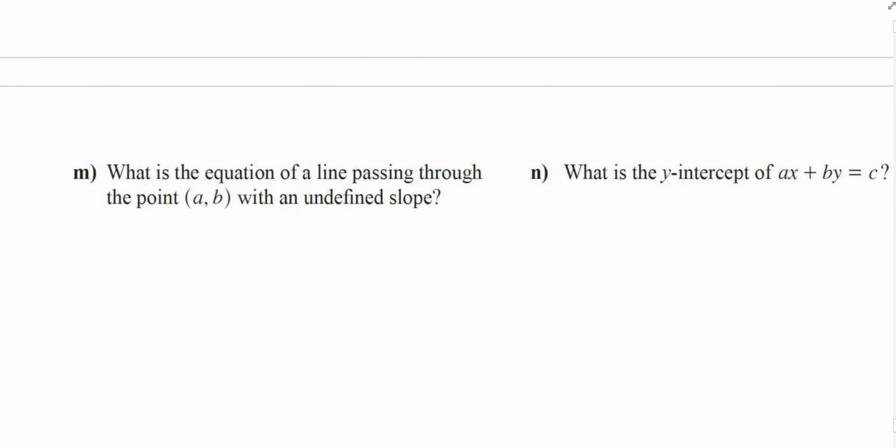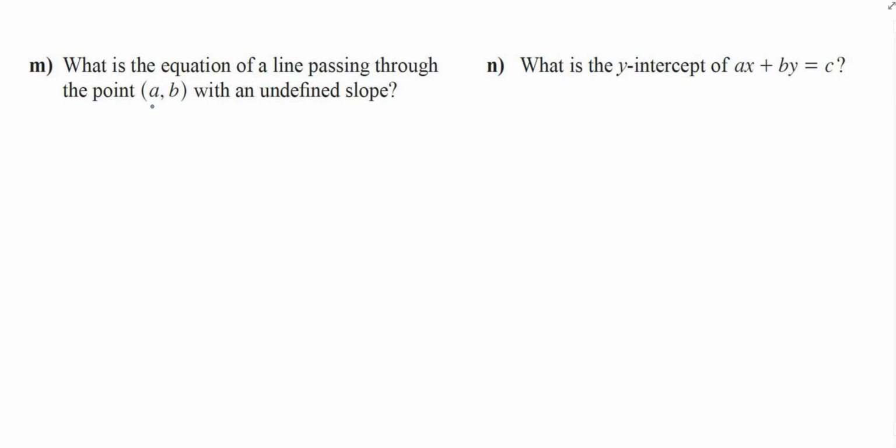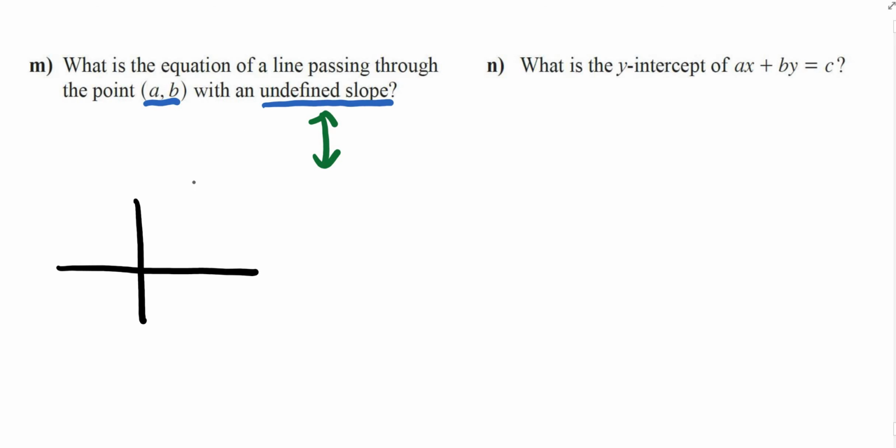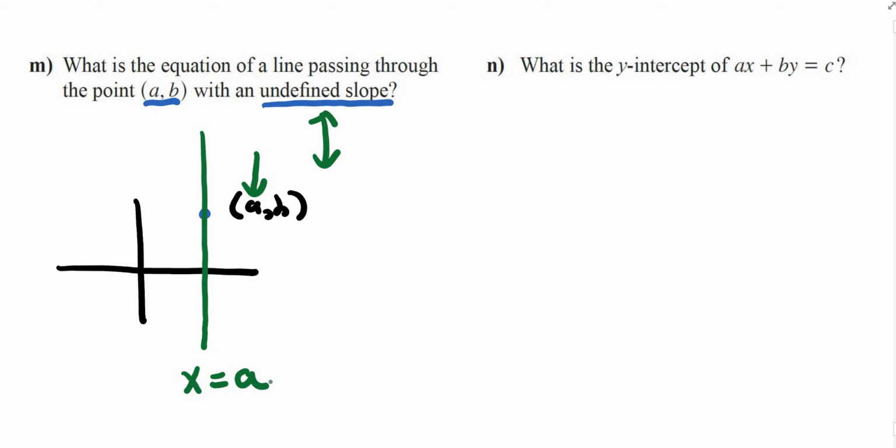All right, moving on to M now. What's the equation of a line that passes through the point a comma b with an undefined slope? Now, when you have an undefined slope, it's just a vertical line, right? If I had to graph this out, here's the point a comma b, and if I have a vertical line passing through this point, then it will look like this, right? So the equation of that vertical line is x equals, and it's just the x value, which is just a. So x equals a is the equation of that line.